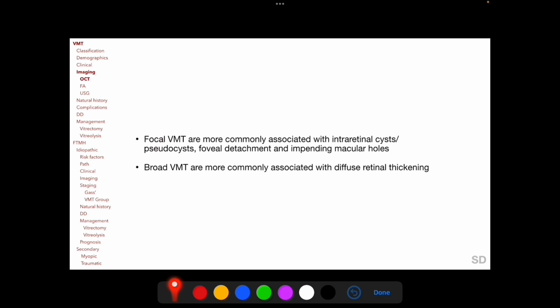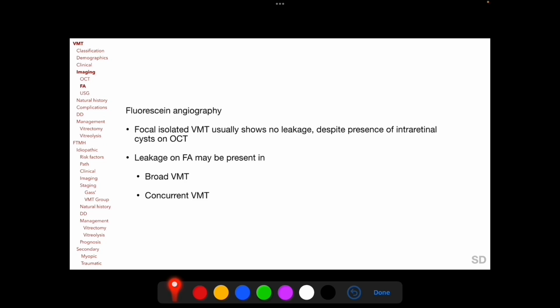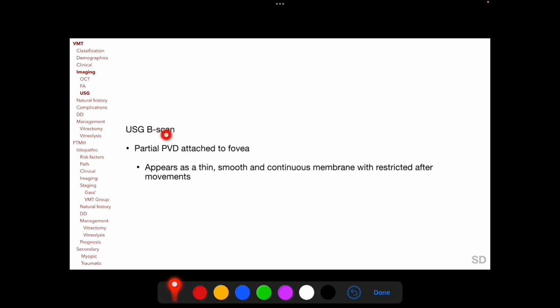Focal VMT are more commonly associated with intraretinal cysts or pseudocysts, foveal detachment, and impending macular holes, whereas broad VMT are more commonly associated with diffuse retinal thickening. Focal and isolated VMT usually shows no leakage on fluorescein angiography despite the presence of intraretinal pseudocysts on OCT, but leakage on fluorescein angiography may be found in eyes with broad VMT and in eyes with concurrent VMT due to the associated maculopathy. A B-scan ultrasonography may show the partial PVD attached to the fovea.